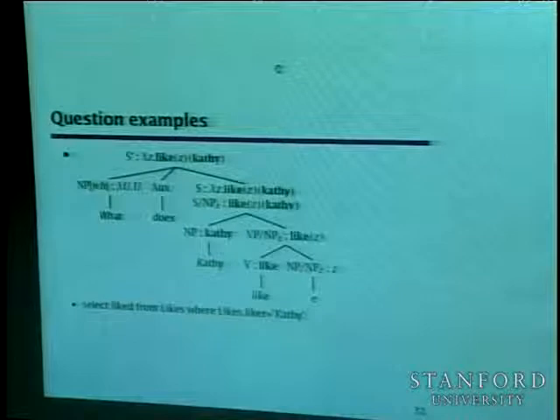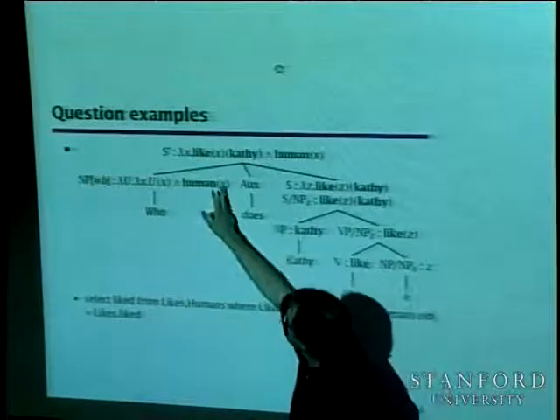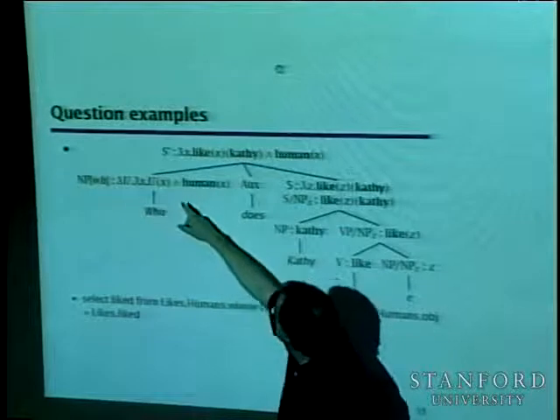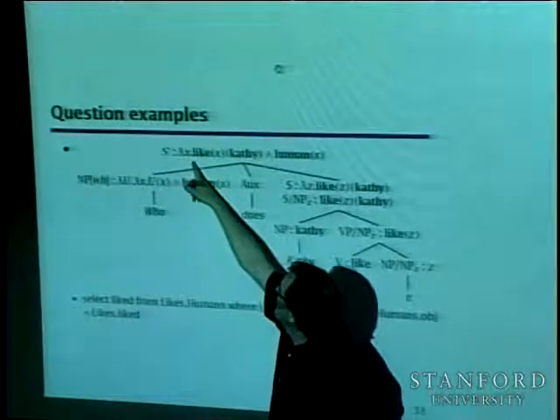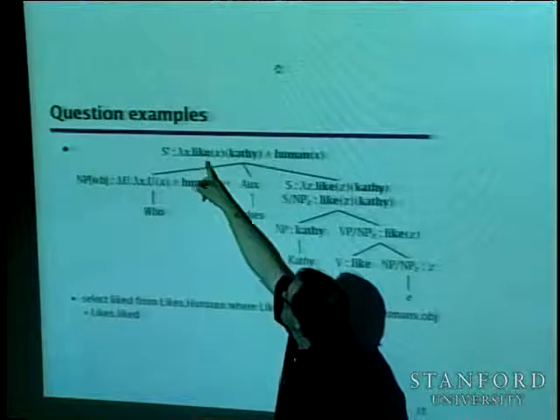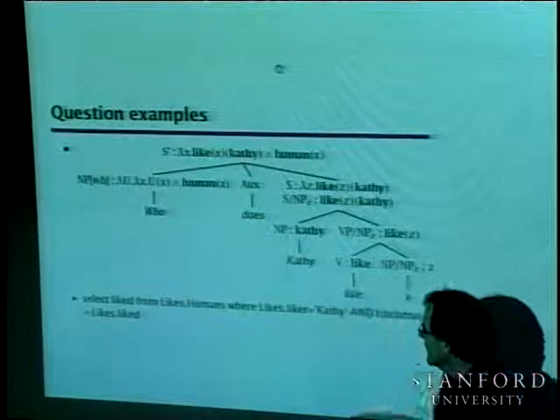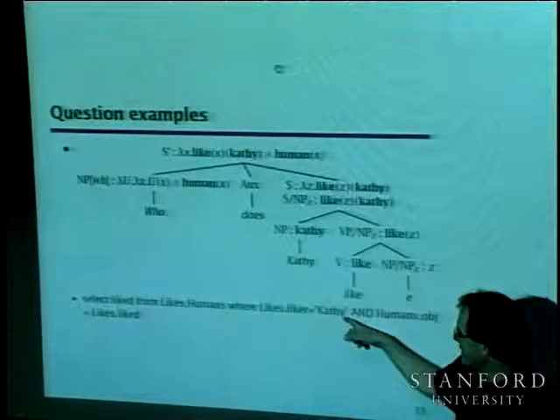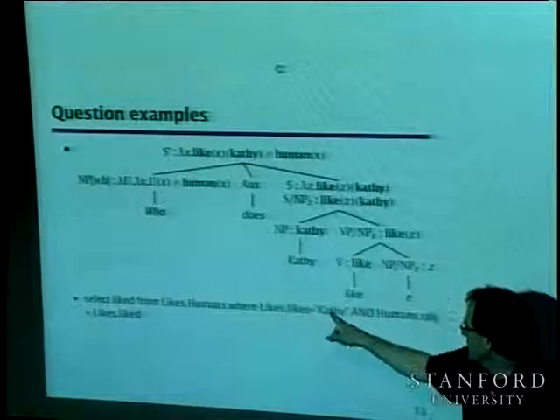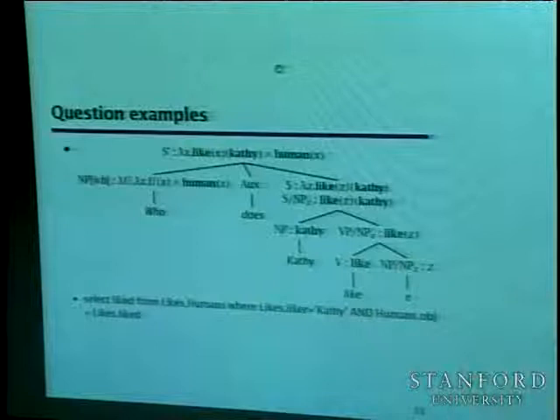Cool. Okay, but we can go on from that and do much more complex examples. So who does Kathy like works essentially the same, apart from who has this more complex semantic form, so that the result is that you've got this property of Kathy likes the thing and the thing is human. So now we have select liked from likes humans, where likes.liker equals Kathy and humans.obj equals likes.liked. So we're restricting it to being a human thing.